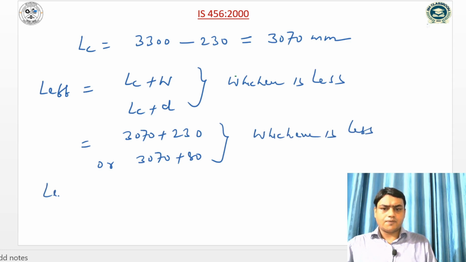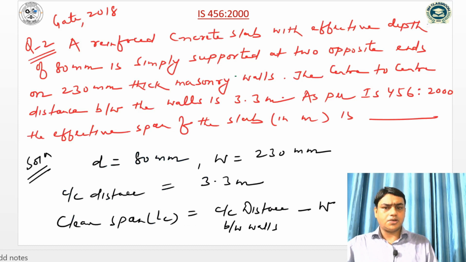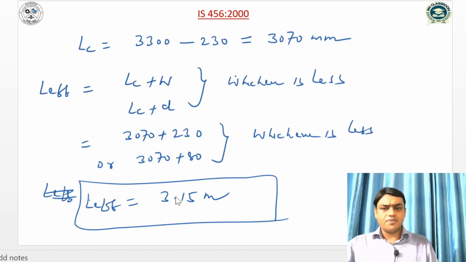less. So the effective span of the beam is 3.15 meter. So 3150 mm in meter we have to compute, so it will be 3.15 meter, the effective span of the simply supported beam.